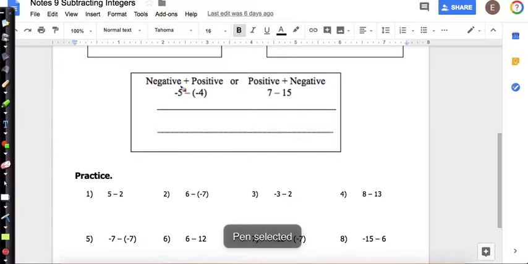Once again, KCC. -5, keep it, change this to addition, and change -4 to +4. Now I can follow my rules of addition, which says if the signs are different, we subtract. 5 minus 4 is 1. And I'm going to make it -1 because I have more negatives.